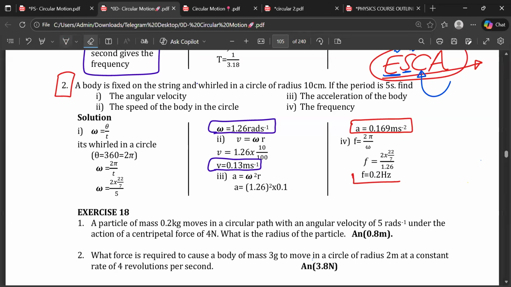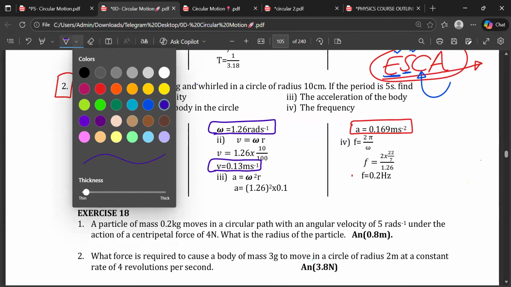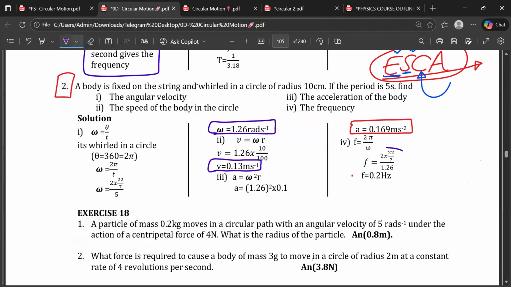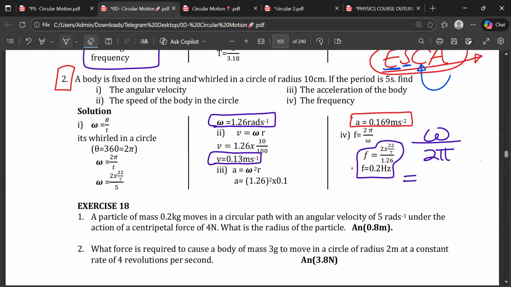But that's not the formula for frequency. So their answer, I think it's not right. I think that is periodic time. So for frequency, I don't know whether you also have this, but to me it's not right. It is supposed to be omega over 2 pi. And the answer will be, what's the answer? Which answer are you guys getting? This is the formula for frequency. Is it right?